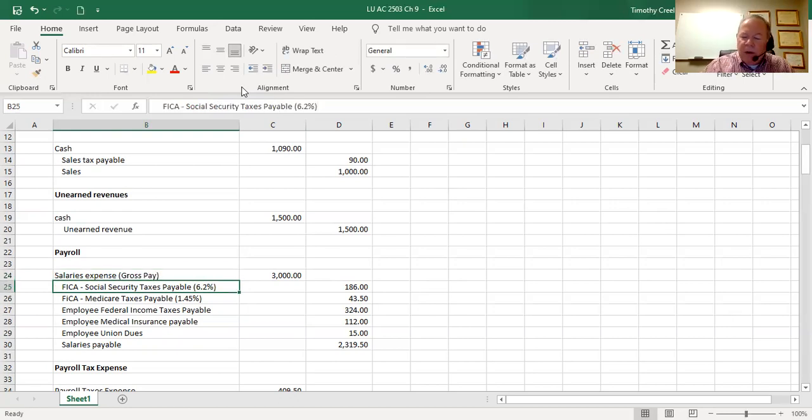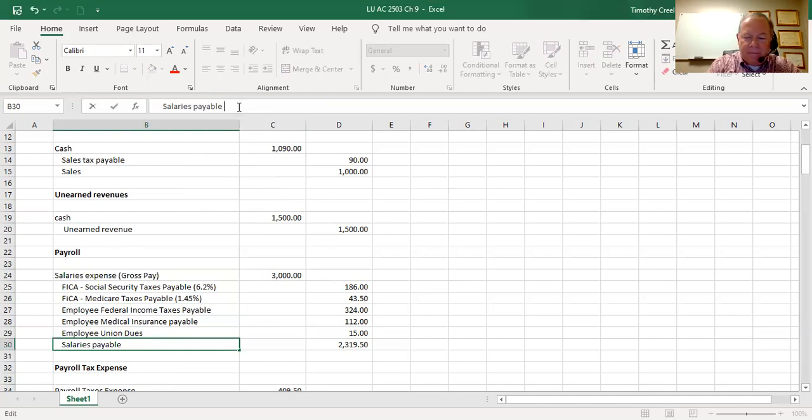What the gross pay means is the total amount that the employees have earned. But as you know, employees never really get the full amount that they earn. Money is taken out for taxes and various other things, and then they get a certain amount, which is known, in this case, as the net pay.